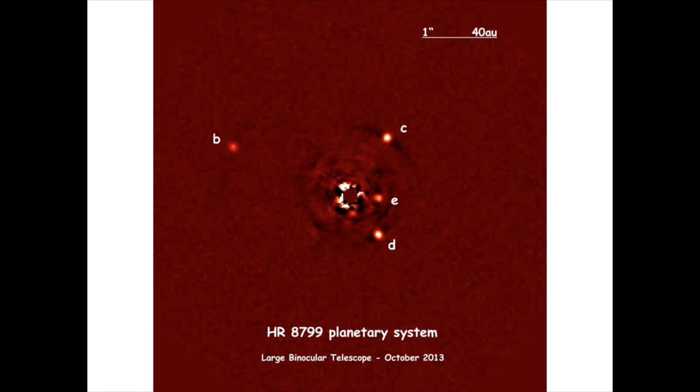It can be a little confusing because often the letters are assigned in order in which the planets were recognized. For example, B and C were found in initial reconnaissance, then D, and then E. Sometimes they're labeled for order from innermost to outermost, or brightest to faintest, and frankly, it's just a little chaotic, so you've got to kind of keep your wits about you and pay attention.